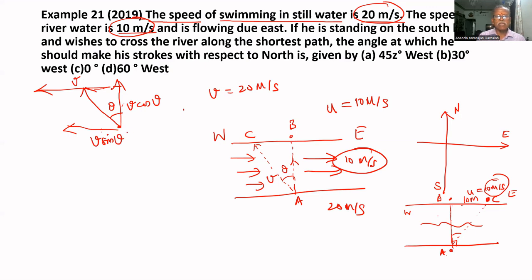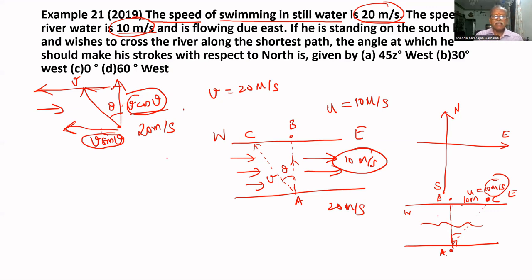So he is swimming in two directions. His velocity has two components. One is exactly towards the opposite side: V cos theta only. Even though his actual speed is 20 meters per second, his speed towards the other bank is only V cos theta. His speed against the river flow is V sin theta.